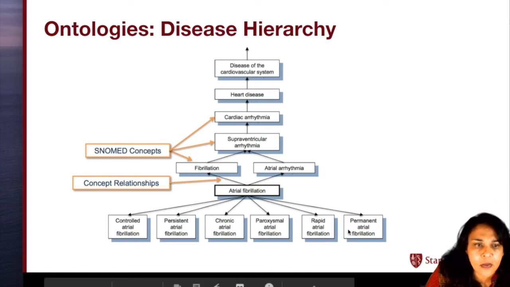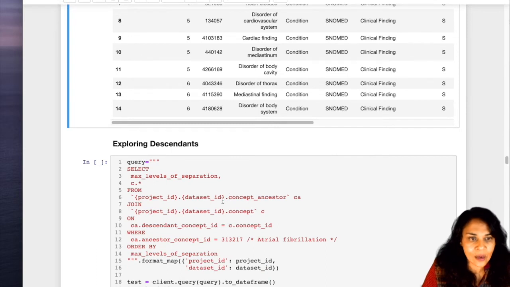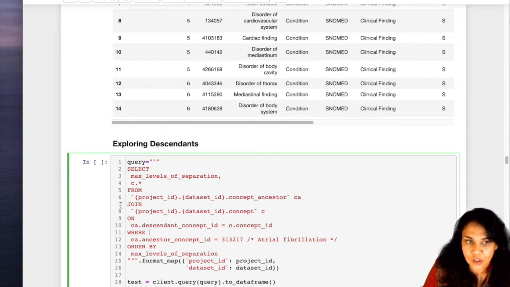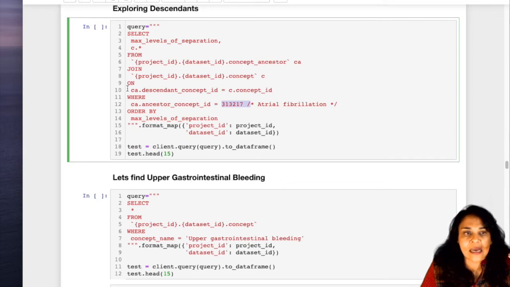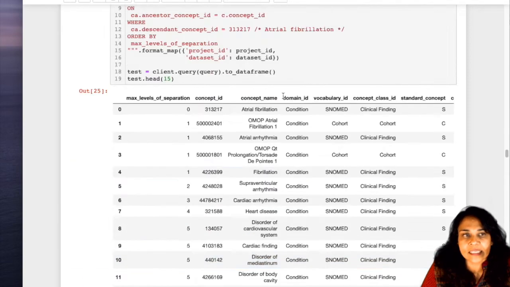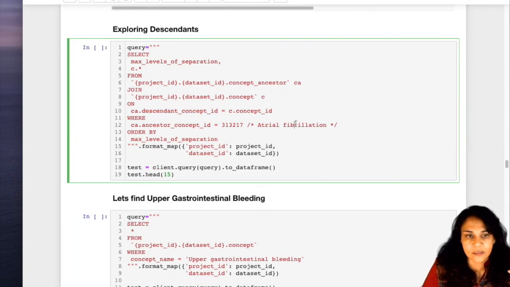Okay, so what if I want to find all the descendants of atrial fibrillation? Well, I'm going to do a similar query. I'm still looking in the concept ancestor table, and I'm still joining with the concept table, just so that I get the names. But I'm going to say that the ancestor concept ID is 313217. So I'm fixing the ancestor concept ID and I'm saying, give me all the descendants for this ancestor. In the earlier query, we said, give me all the ancestors of this descendant, right? So we just flipped it.